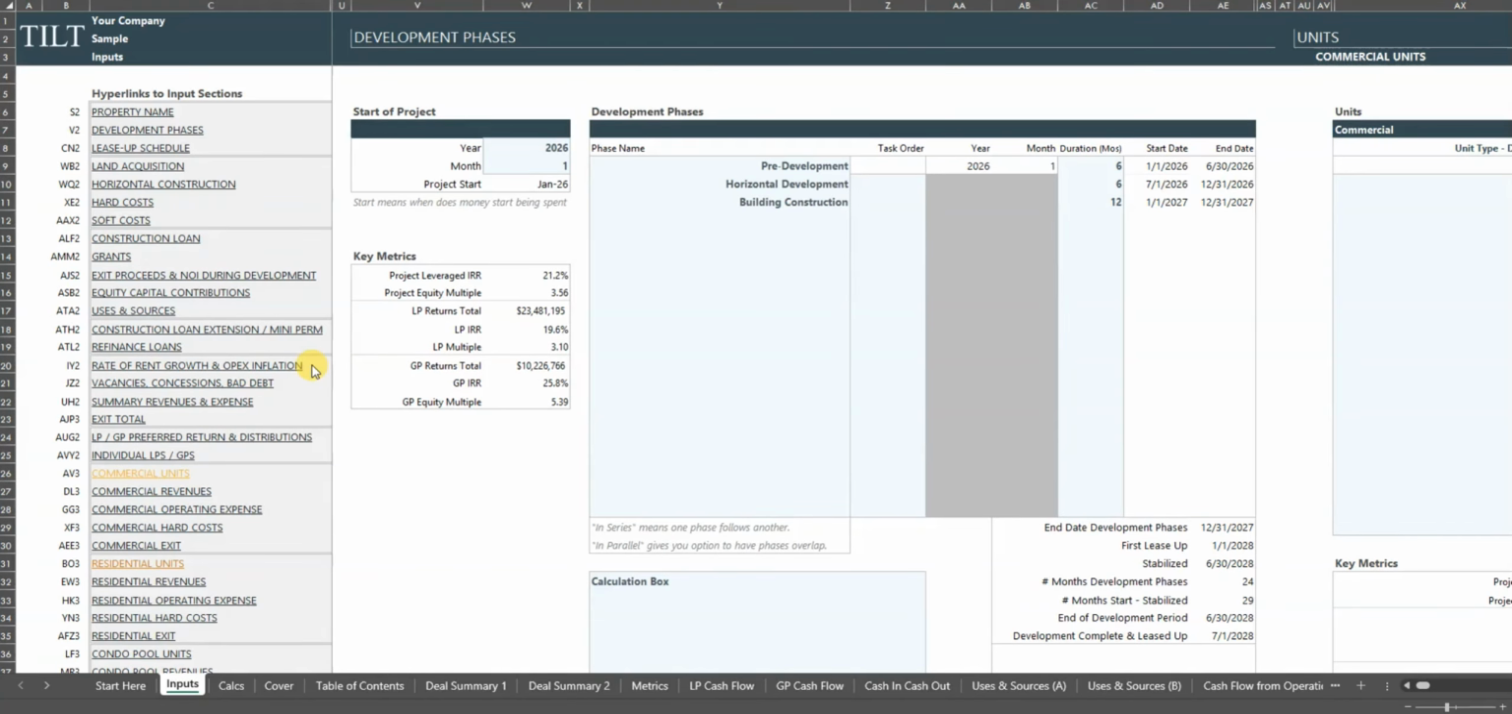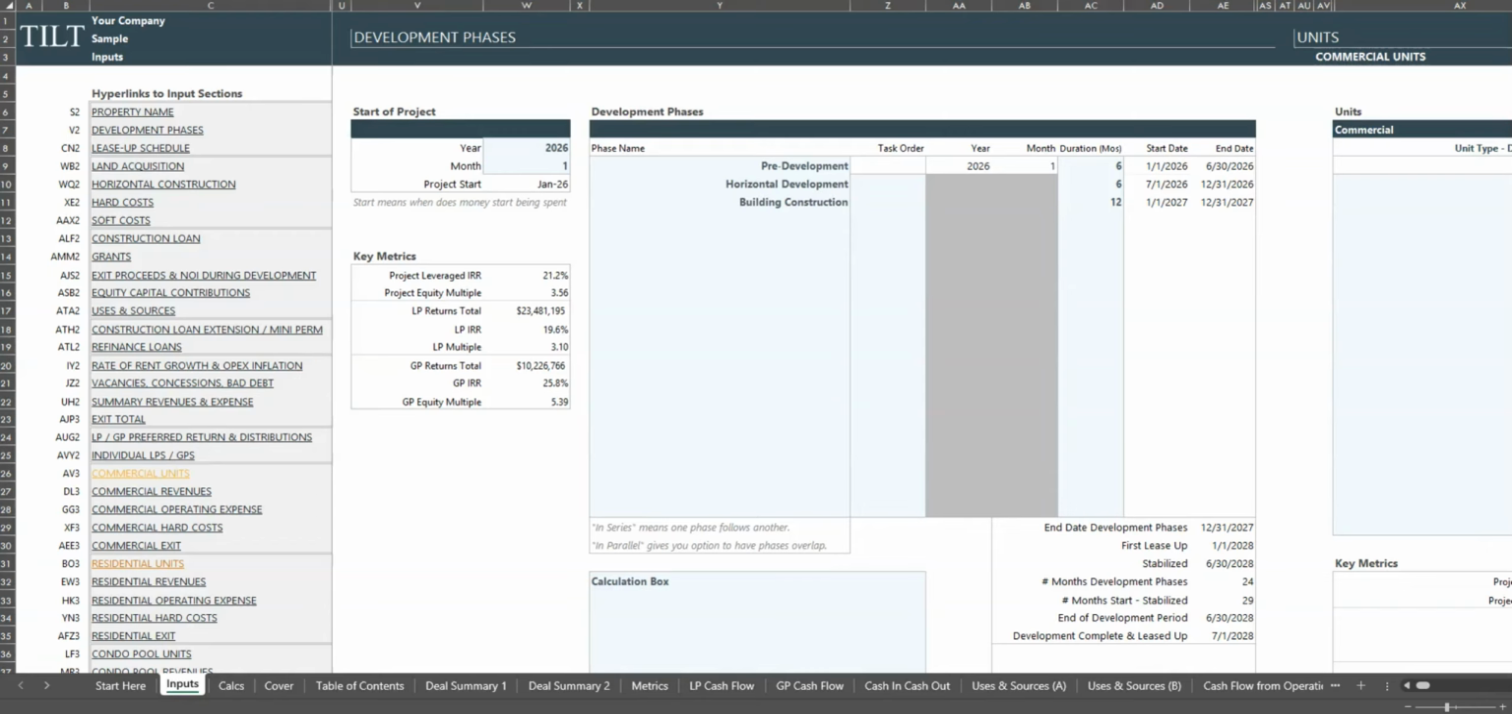This feature showcase video is going to look at the multi-date exit functionality in the Tilt Analytics real estate development model. So this module is useful when you don't plan on selling all of your units at the same time.